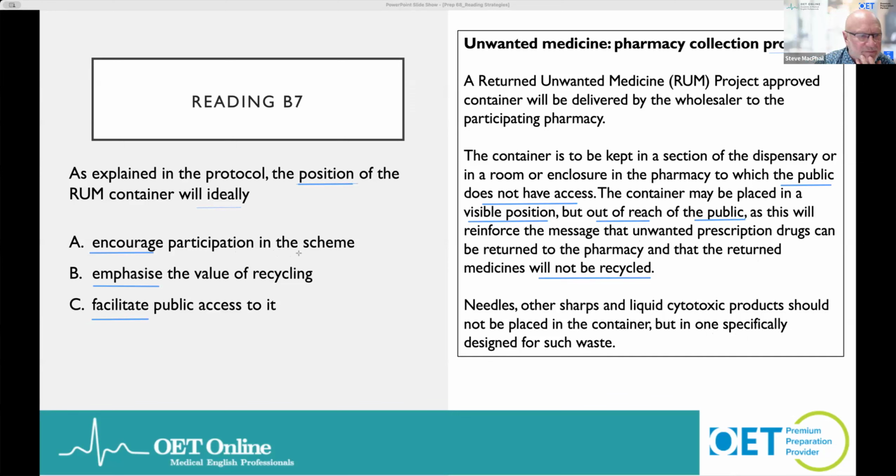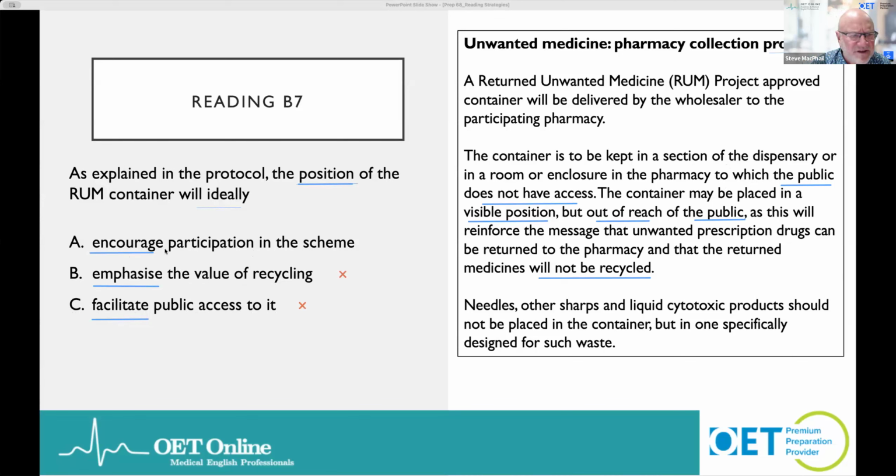So encourage participation in the scheme. Sounds possible, but let me check. Emphasize the value of recycling. Hang on. It said the products will not be recycled. So we're going to rule out B. It's opposite. Facilitate public access to it. Facilitate, it means give access. But here it says it needs to be placed where the public does not have access. It must be A. Encourage participation.